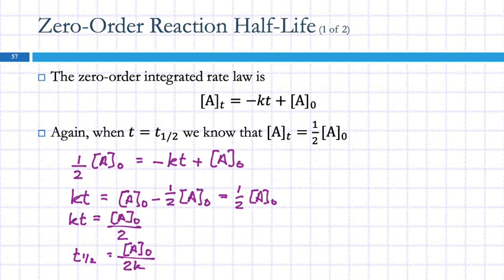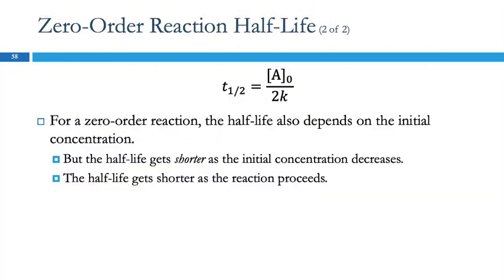Again, it's good to see how that's derived. You do not need to know how to do that. I'll never ask you to do that. Here, because the concentration is in the numerator, as the concentration gets smaller, the half-life gets smaller. So the half-life gets shorter as the reaction proceeds.